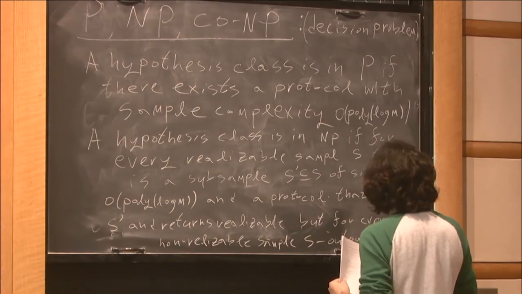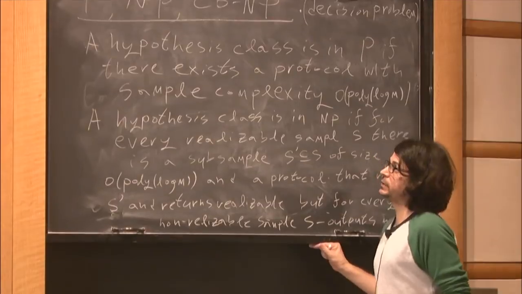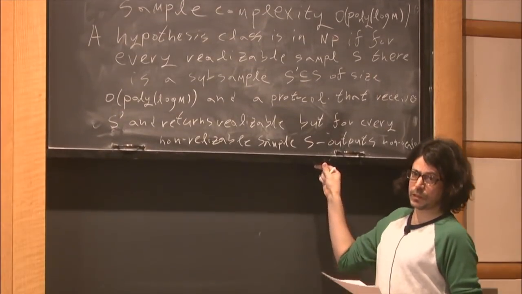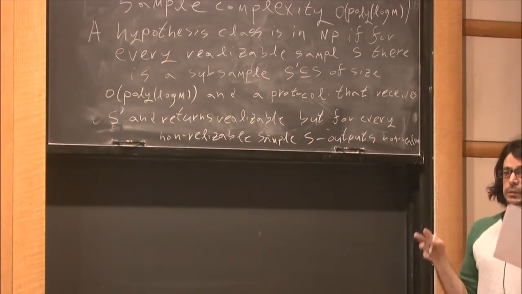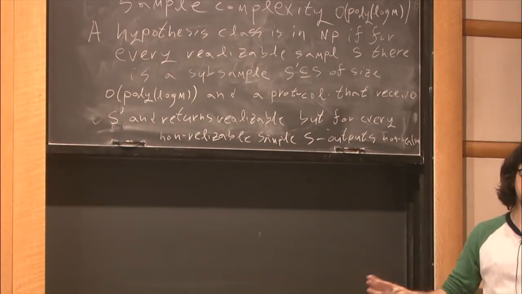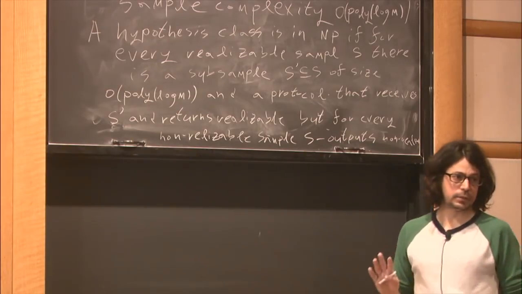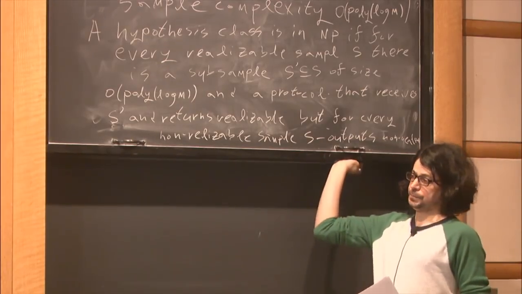Okay, so this is very similar to NP. Is it clear? Okay, similarly, we can define co-NP for non-realizable. So we want that for every non-realizable sample, I can show a subsample to Alice and Bob, and both of them agree this sample is not realizable. But on the other hand, they will not be deceived for a realizable one.